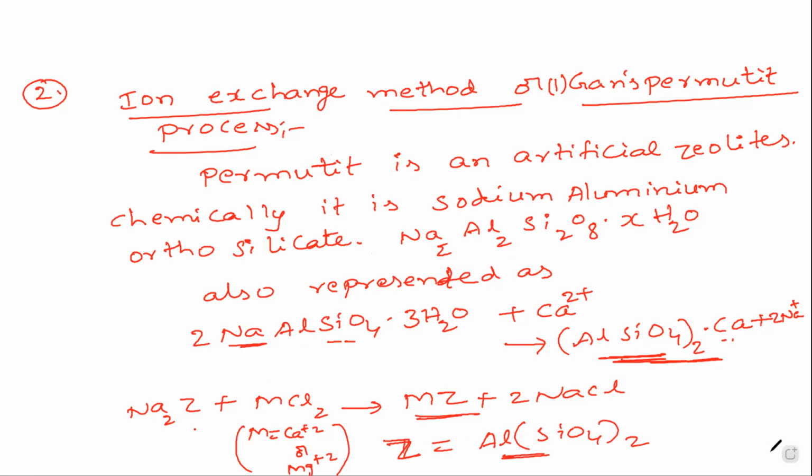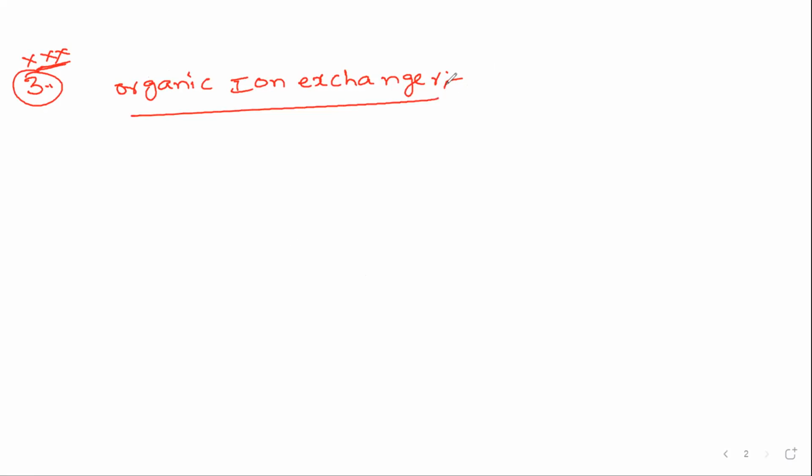Next, continuation. The third method is very, very important. This is also there in the NCERT textbook. It is called the organic ion exchanger. In this method also, we can make permanent hardness of water soft. So what do we have to do?